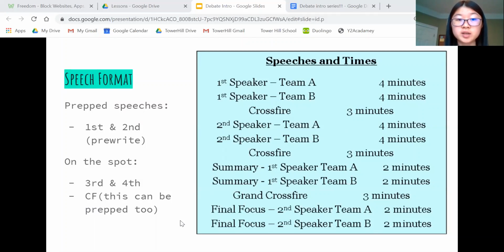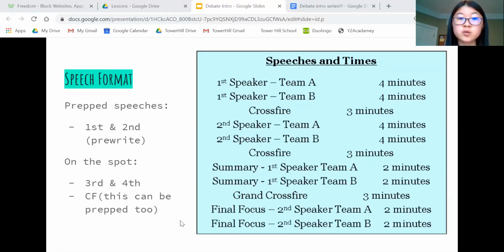And the second speakers, the rebuttal speakers, will give their rebuttal speech, trying to argue against their opponent's case and try to prove things wrong. And they will also have a crossfire afterwards.